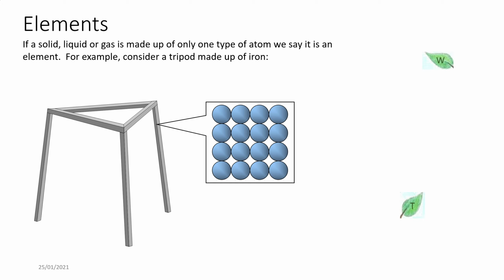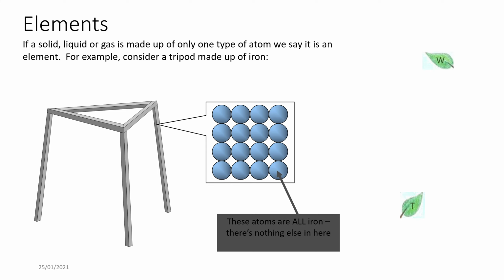If it was pure, and I was able to look at each individual atom, you would see that all atoms in here are iron, and there is nothing else. So this would be an iron atom, this one is also an iron atom. All these are iron atoms and nothing else. And you can see that because they are all the same size and they are all the same color. If it is a diagram, that is usually how they like to show it.